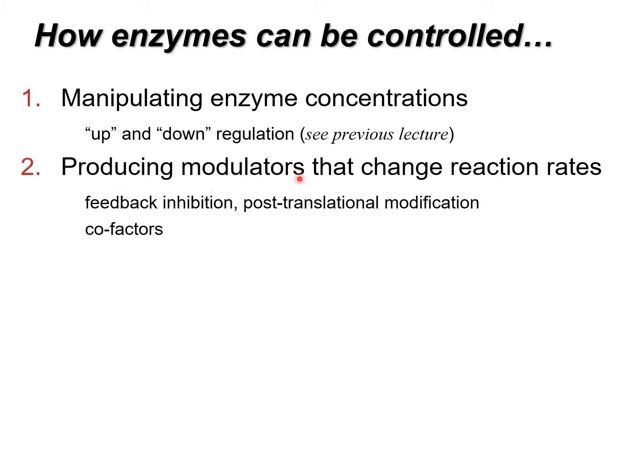We can add or remove modulators that will change the reaction rates. That may be something like a product in the metabolic pathway. We may modify the protein some way with what we call cofactors or other types of modification, and then cofactors themselves. These are molecules that influence the activity of a given enzyme, usually in a positive way.